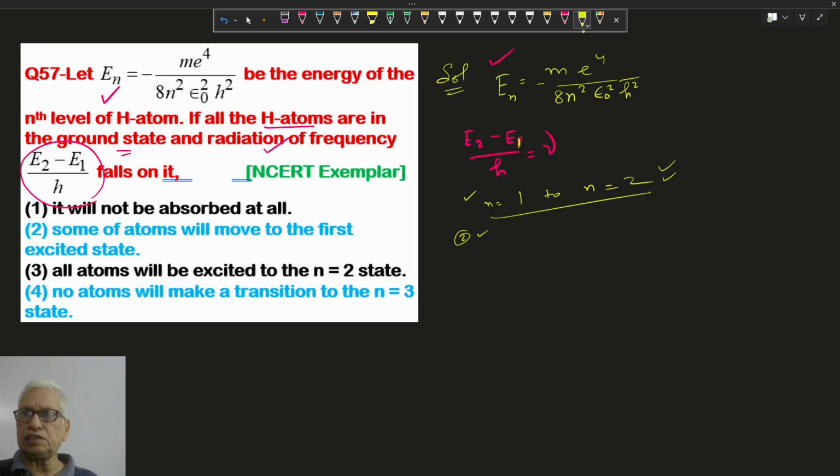Now n is equal to 3 is not involved, so no atom will be in transition to the n is equal to 3 state because it is not given. The energy is only 1 minus 2 or 2 minus 1. So the third orbit is not involved. So options 2 and 4 both are correct here.